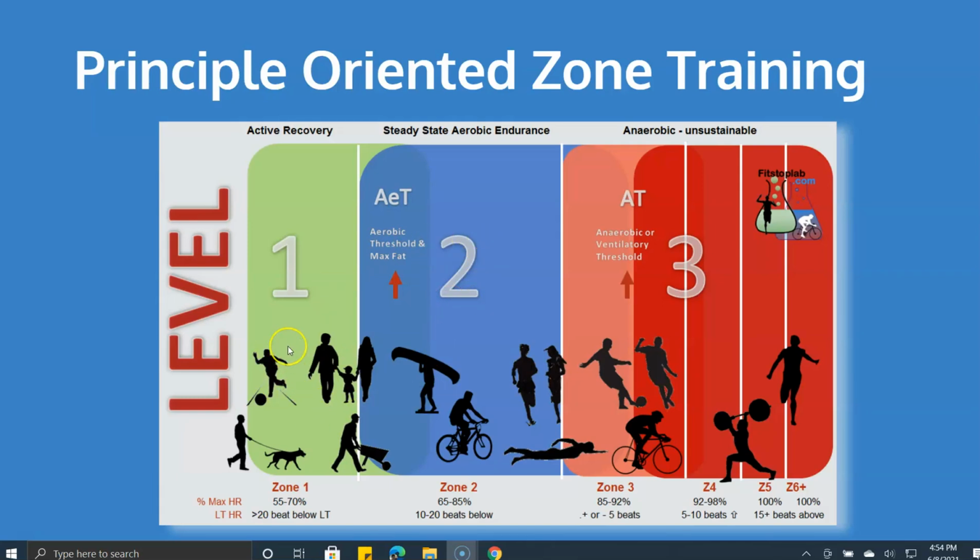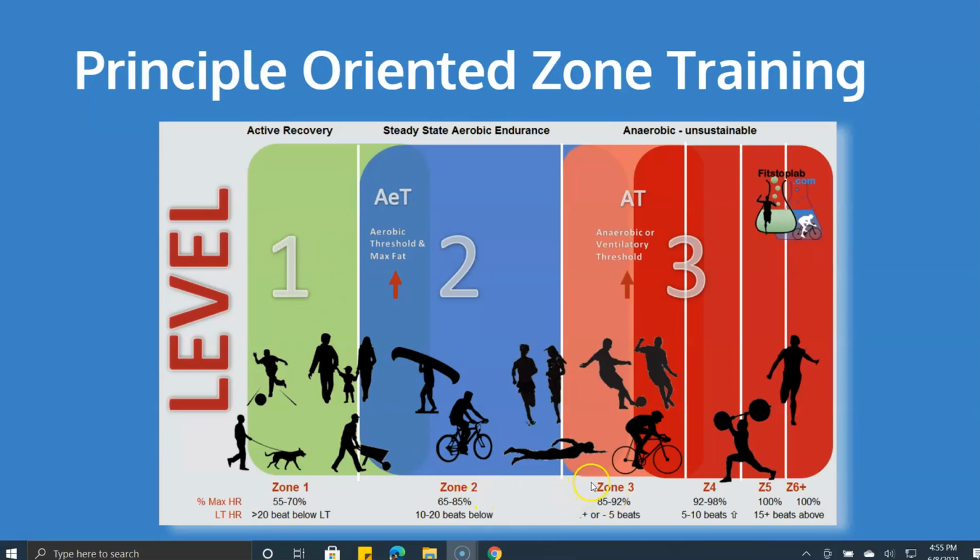In zone 1, we're going to be a little bit lower on the intensity, below that aerobic threshold, pretty much easy going, just a little lift and effort, but nothing at all as far as intensity goes. It's an easy, very light level. And usually this is used for active recovery if we're talking exercise.